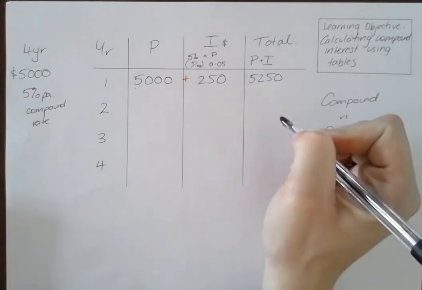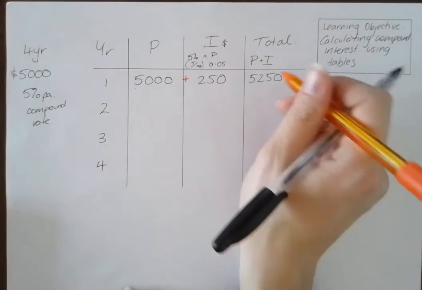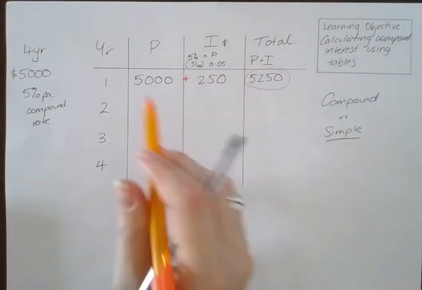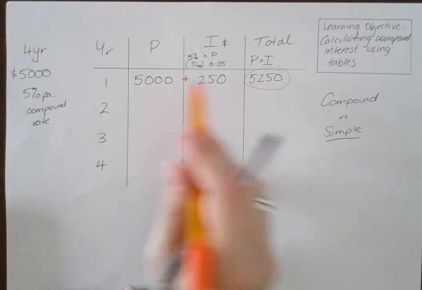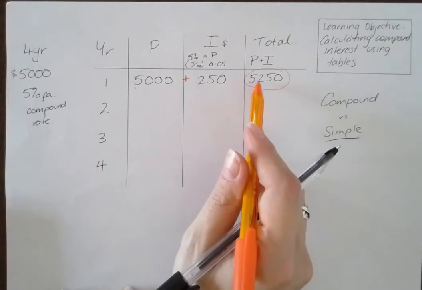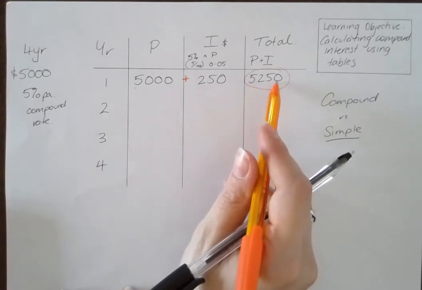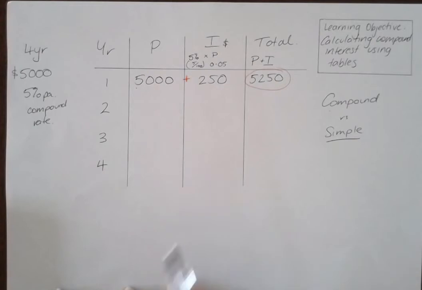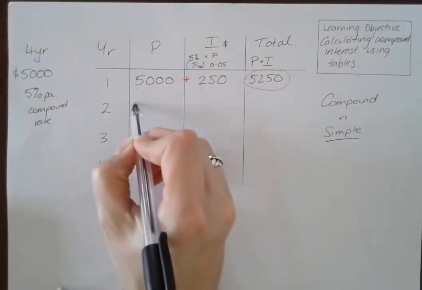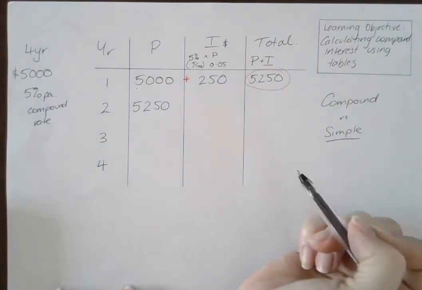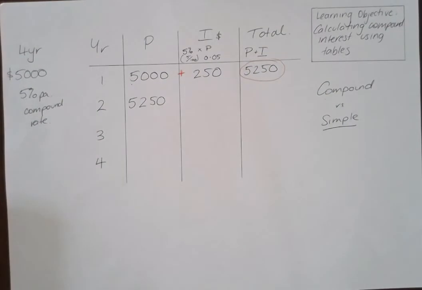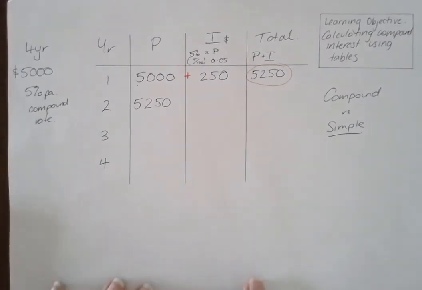5,250. Now this is where it gets tricky, because in a bank account, they're not just going to keep charging you interest off this 5,000 because you don't have that in the bank anymore. Now you've got a bit more. You've got 5,250. So the bank actually can give you some money based on this new figure. So this becomes your new principal. You've got $5,250 sitting in the bank at the start of the next year.